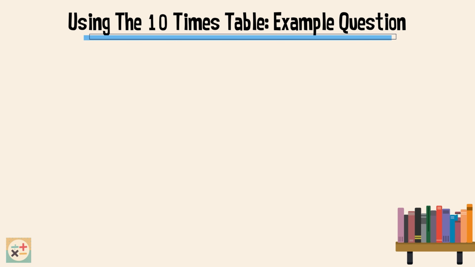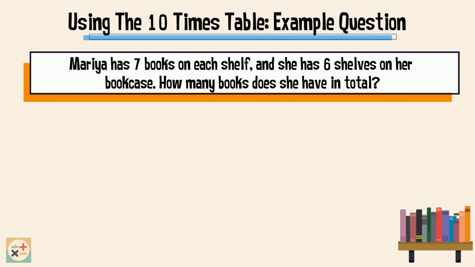Now let's look at a practical question. Maria has 7 books on each shelf, and she has 6 shelves on her bookcase. How many books does she have in total? So we need to find the answer to 7 multiplied by 6. We can use the strategy we have just learned.